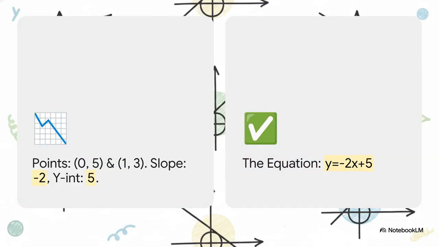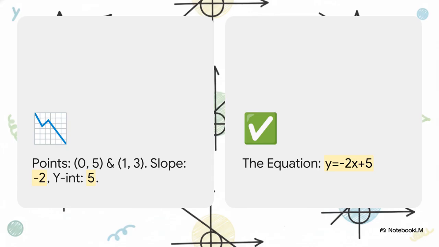But what if the line goes down? Here, we've got a negative slope. We just trust our 4 steps. Our points are (0, 5) and (1, 3). For the slope m, subtract the y's. 3 minus 5 is negative 2. Divide by the x's. 1 minus 0 is 1. Negative 2 divided by 1 means our slope is negative 2.